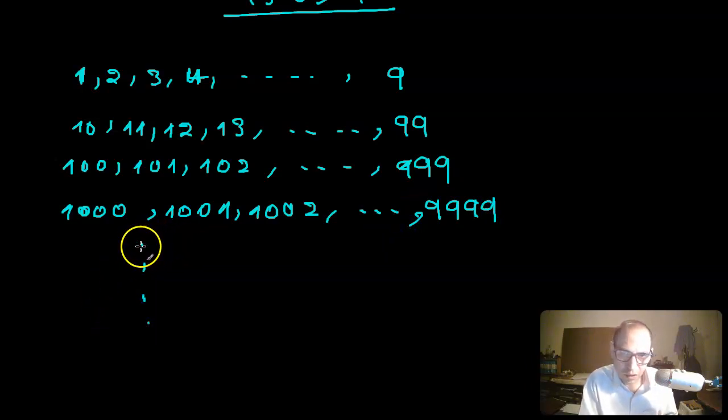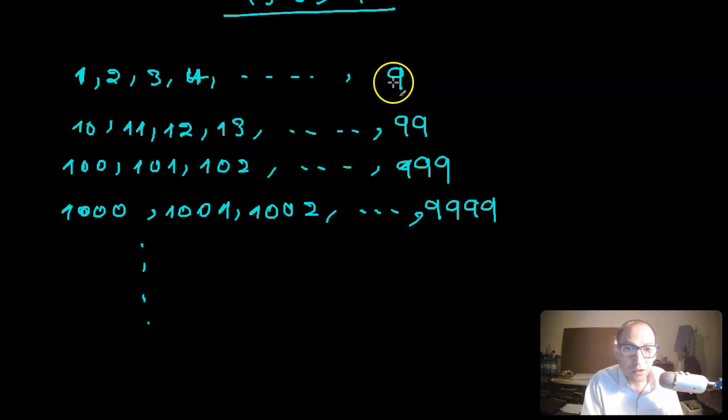And you can specify different types of patterns in what you see here. The first thing is that all of the numbers I've written in the first row are one-digit numbers. All the numbers in the second row are two-digit numbers. All of these numbers are three-digit numbers. All of these numbers are four-digit numbers, and so on and so forth, right?